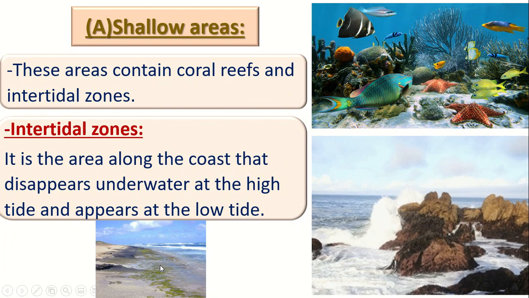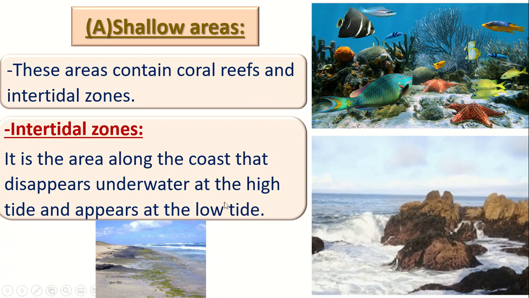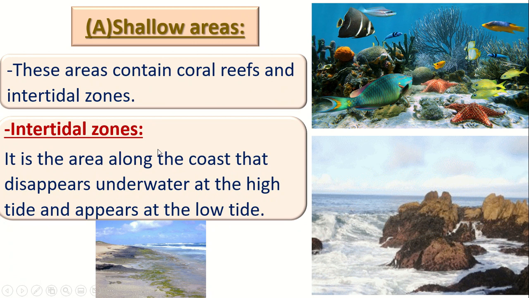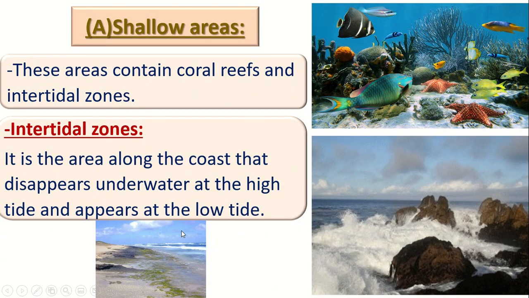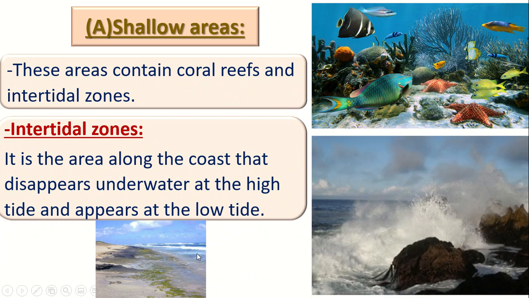So in the shallow area, again, we have coral reefs and intertidal zones. Coral reefs can be found in shallow areas. Also, intertidal zones can be found in the shallow areas. The intertidal zone is on the coast. It disappears by high tide and appears again by low tide.